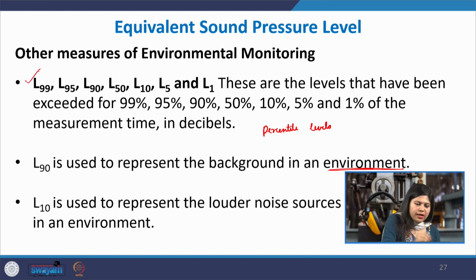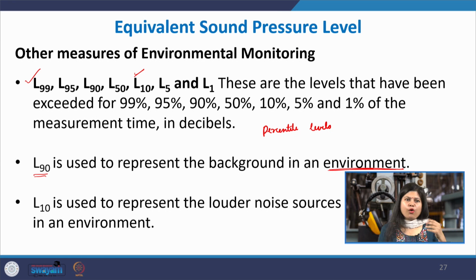That becomes your L99. Similarly, L95 means that 95% of the time during which you made the measurement, the sound pressure was above that level, and so on. L10 means that 10% of the measurement time, the level was above this level. So basically, L90 would mean that almost 90% of the time the level was above this particular level.